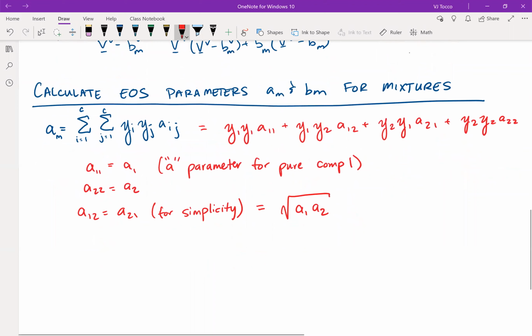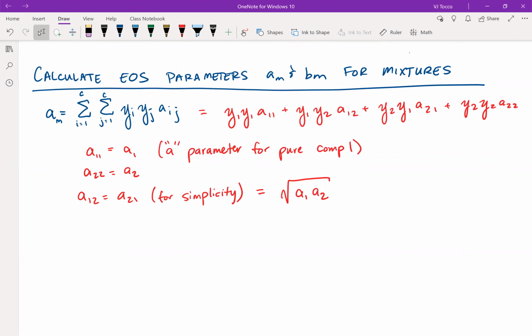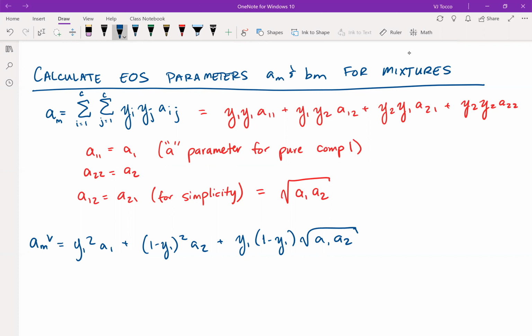So you can make all those substitutions, and you can simplify by saying, for example, that A mixture for the vapor phase is equal to y1 squared times A1 plus y2 squared, and remember that y2 is 1 minus y1. So I'm going to substitute that: 1 minus y1 squared times A2, plus y1 times 1 minus y1 times the square root of A1 A2.